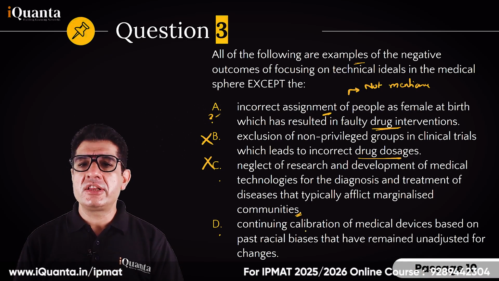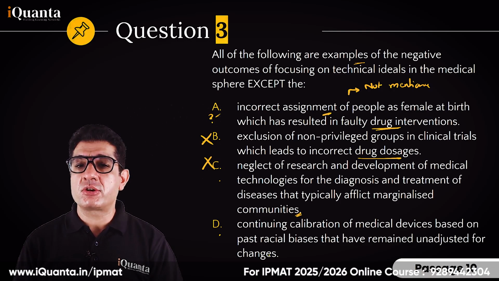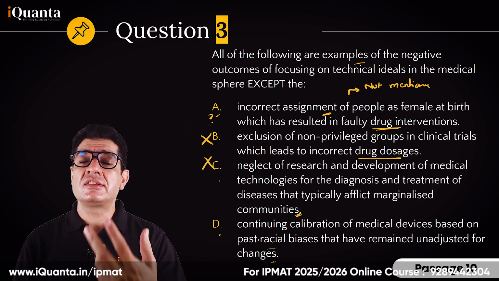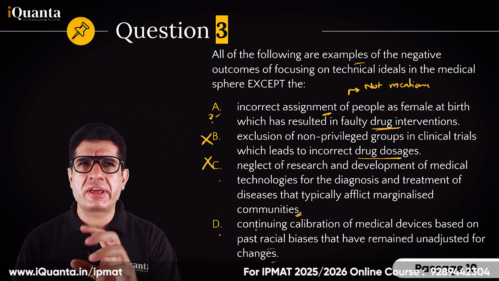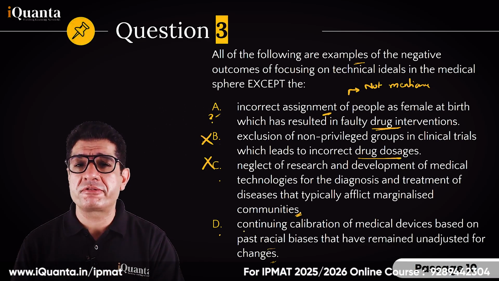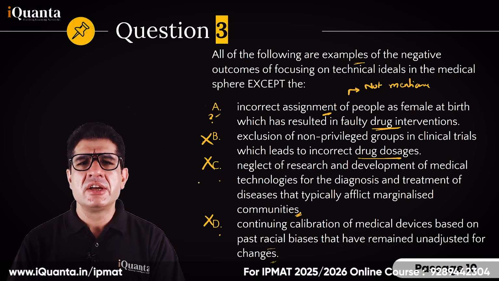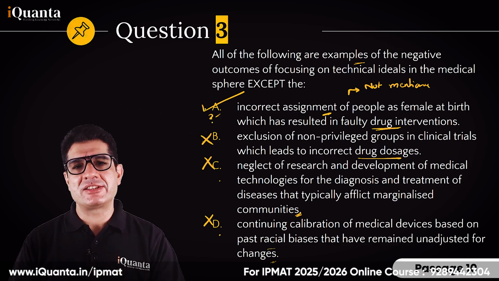D. Continuing calibration of medical devices based on past racial biases that have remained unadjusted for changes. True, this is a negative outcome mentioned when the author talked about that example of spirometer. So let's rule that out. So A, as a result, emerges as our top answer choice here.